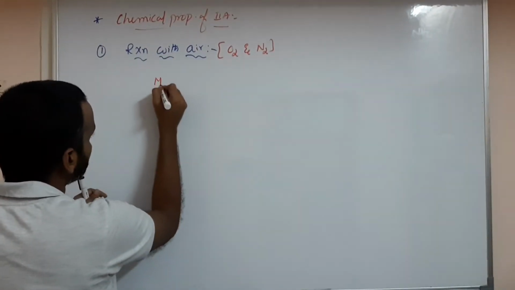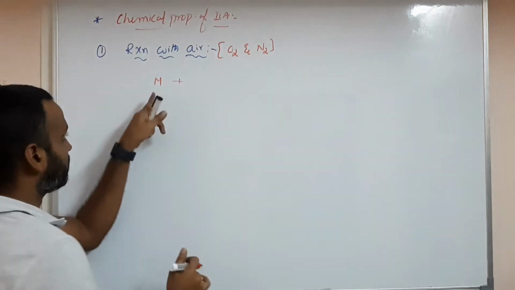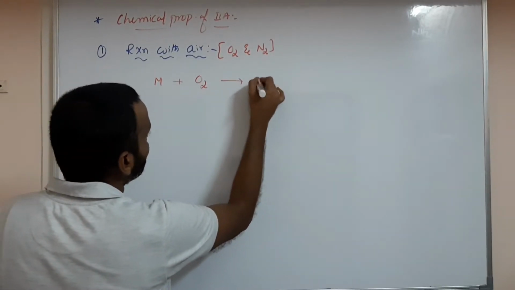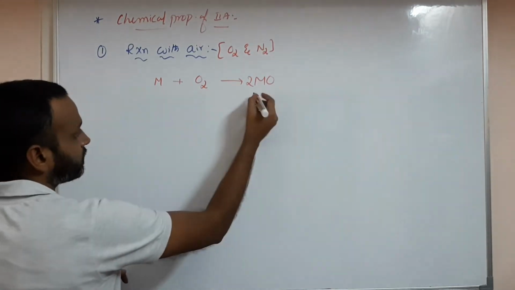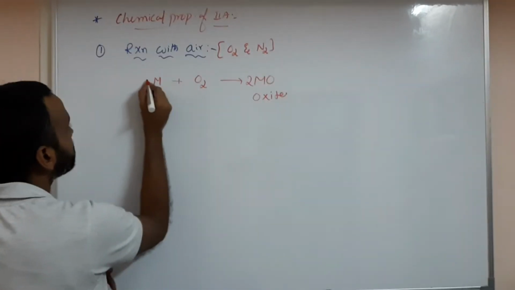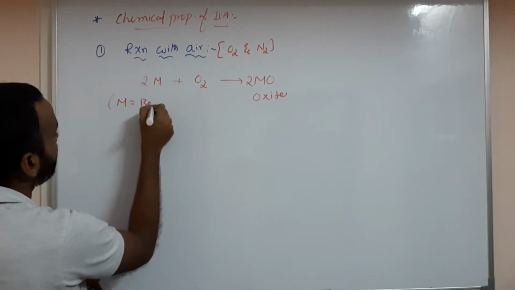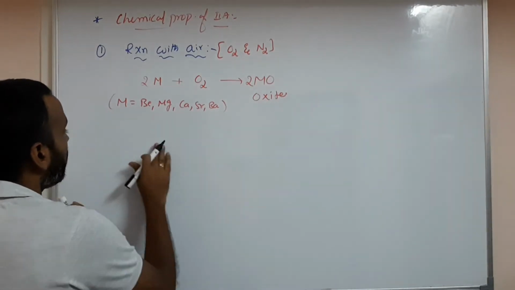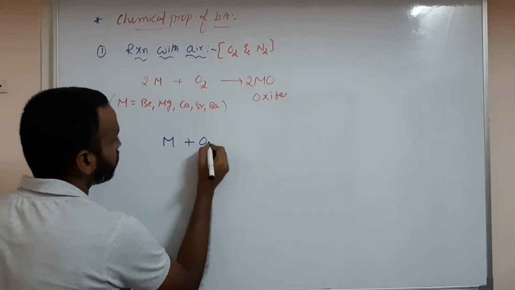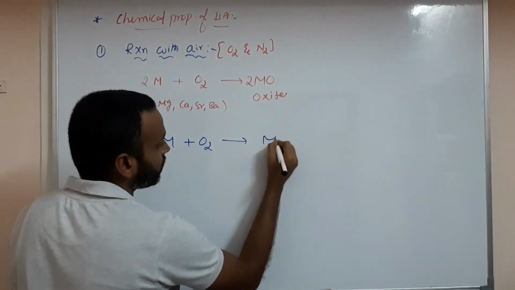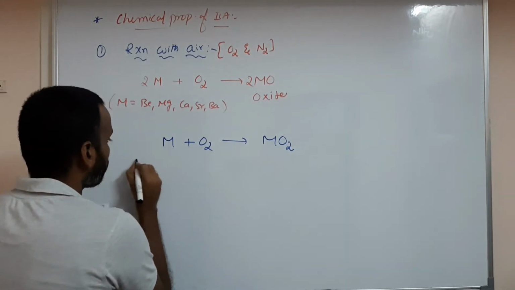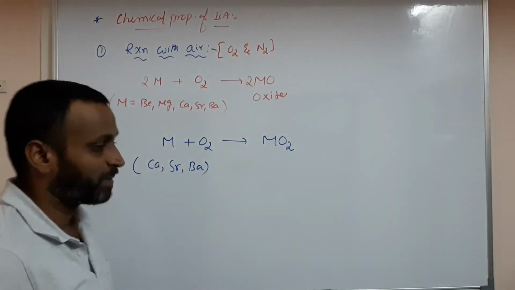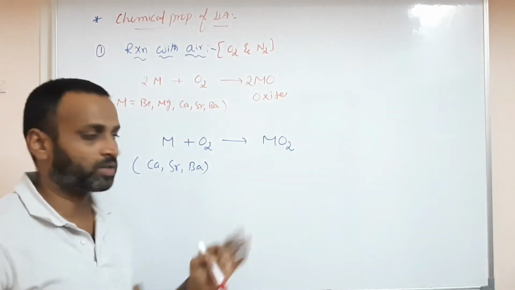So I am writing the alkaline earth metal as M here. M means beryllium, magnesium, calcium, strontium, barium, any 2A group element. When M reacts with O2, you get MO, the oxide. But M can also react with O2 to form a peroxide, that means you get MO2, where M is calcium, strontium, barium, but not beryllium and magnesium. Beryllium and magnesium form only the oxide. This is a very clear point.